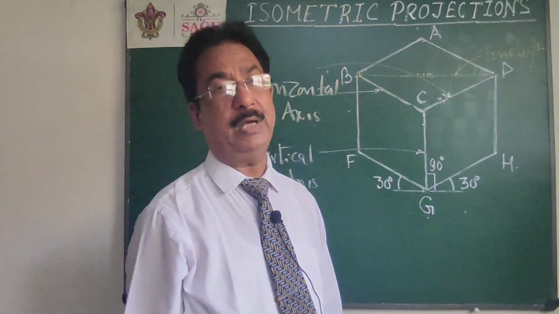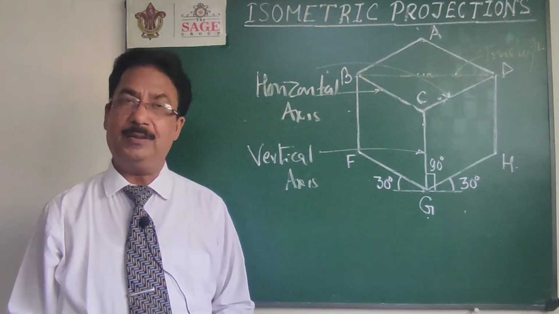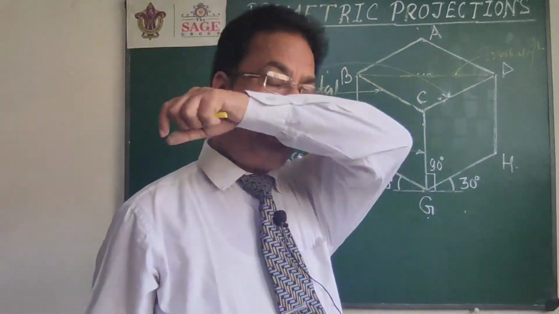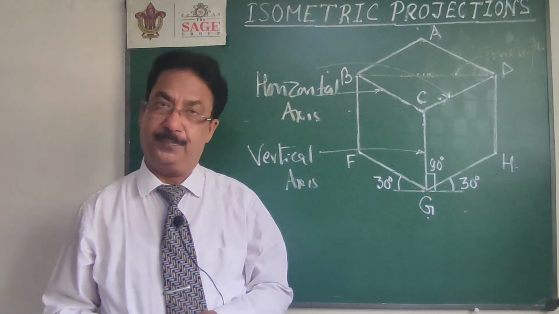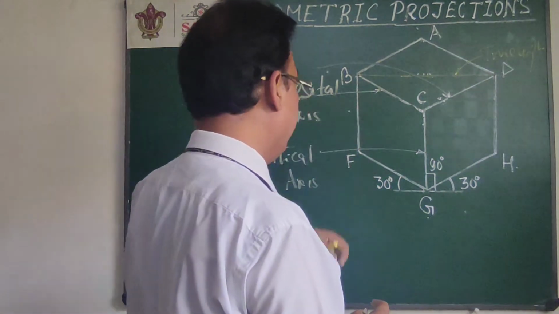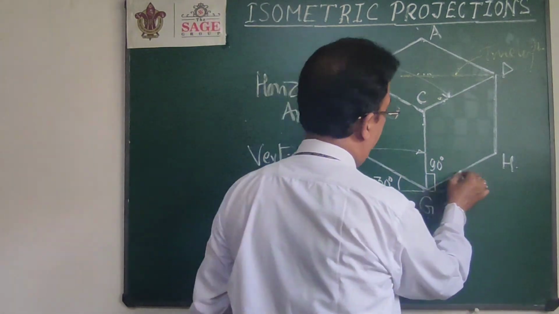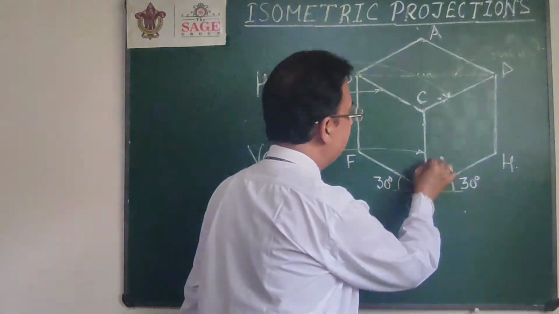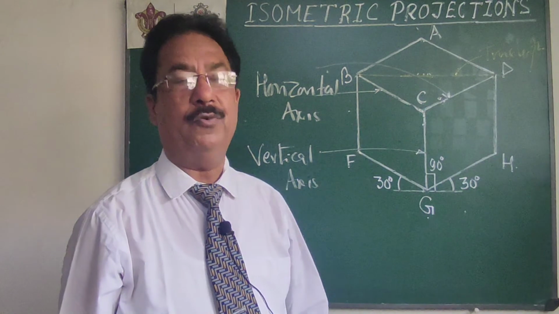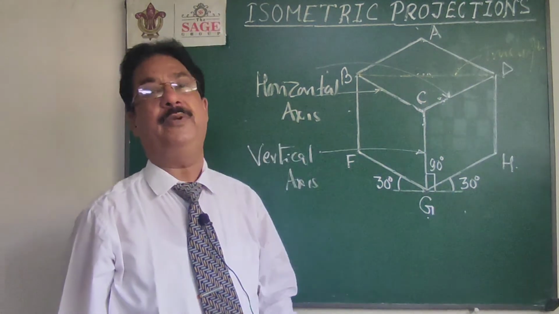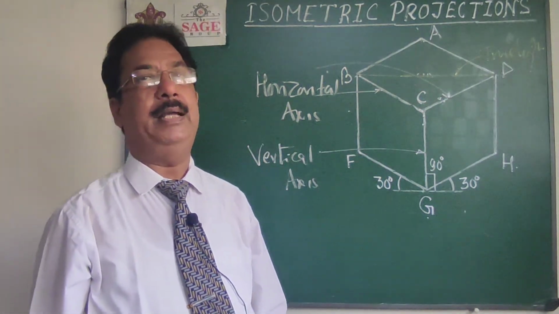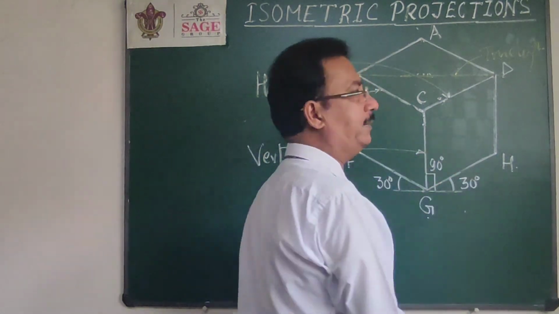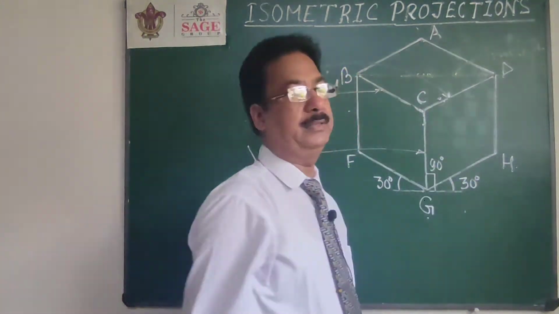So one new thing I learned is that in isometric projection, the horizontal will be 30 degrees. In orthographic, horizontal means 0 degrees. So in isometric, if I want to use a horizontal axis, I will use this 30 degree line. For the vertical axis, I will use this one. So if I want to draw the isometric of a plane figure like a square, then I have two options. Either I can use a 30 degree axis and a 90 degree axis, or two 30 degree axes.